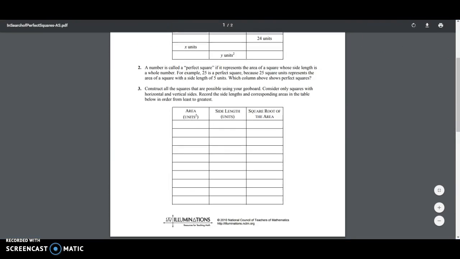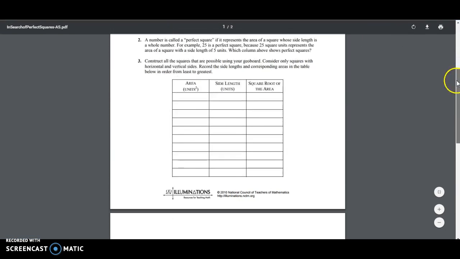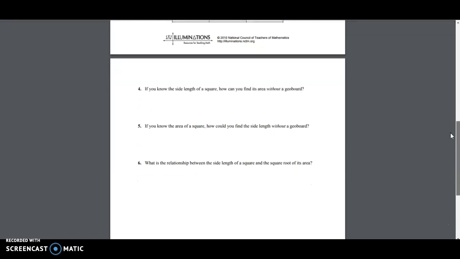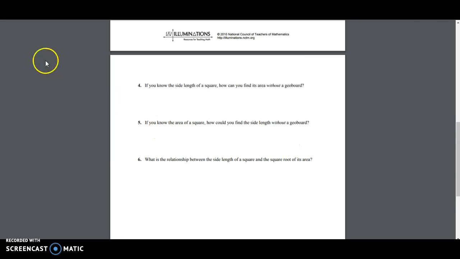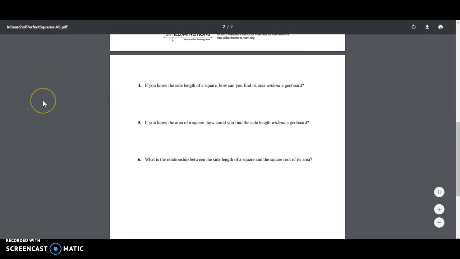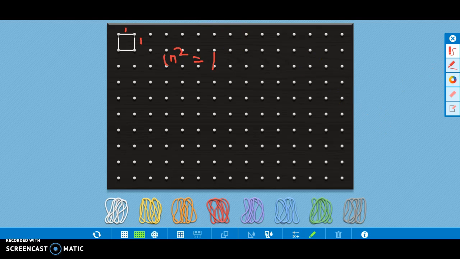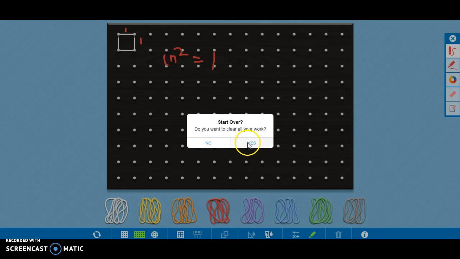Alright, so let's move on to our next question. If you know the side lengths of a square, how can you find the area without a Geoboard? So you're going to pause and discuss this with your class. So pause the video now. Okay, well, let's go and look at how to calculate the area without a Geoboard.